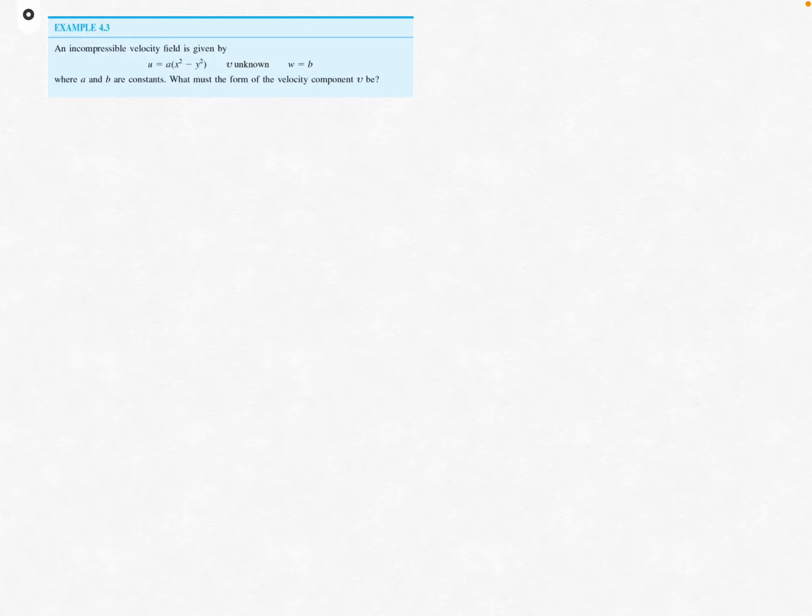So in this problem, we're given velocity components u and w, and we're asked to solve for the velocity component v. What we're going to see here is that this is an example of the application of the equation of continuity for an incompressible fluid. So let's get started. So we're given really the major assumption that we have to apply here.